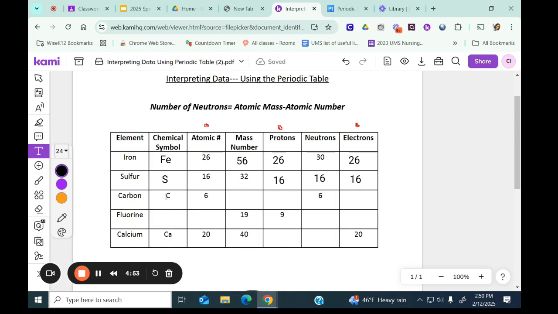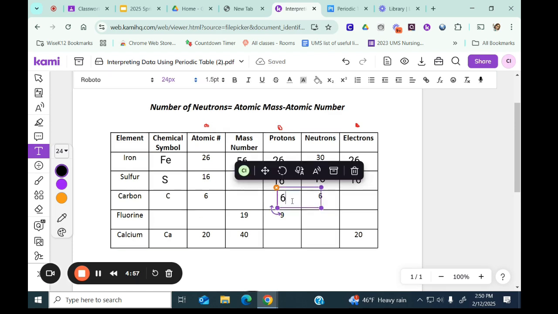All right, carbon, abbreviated capital C, has an atomic number of 6. That means the protons and the electrons are also 6.